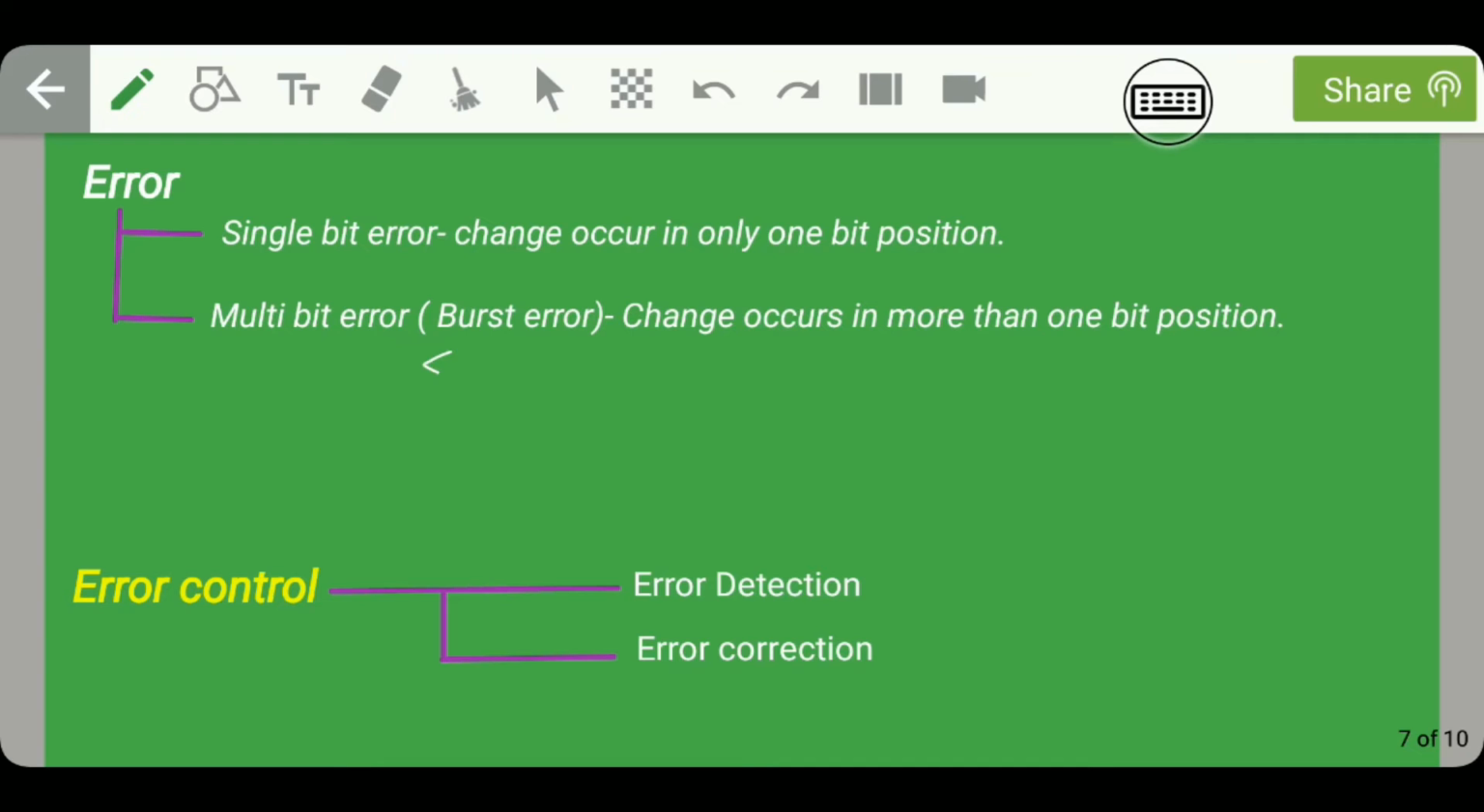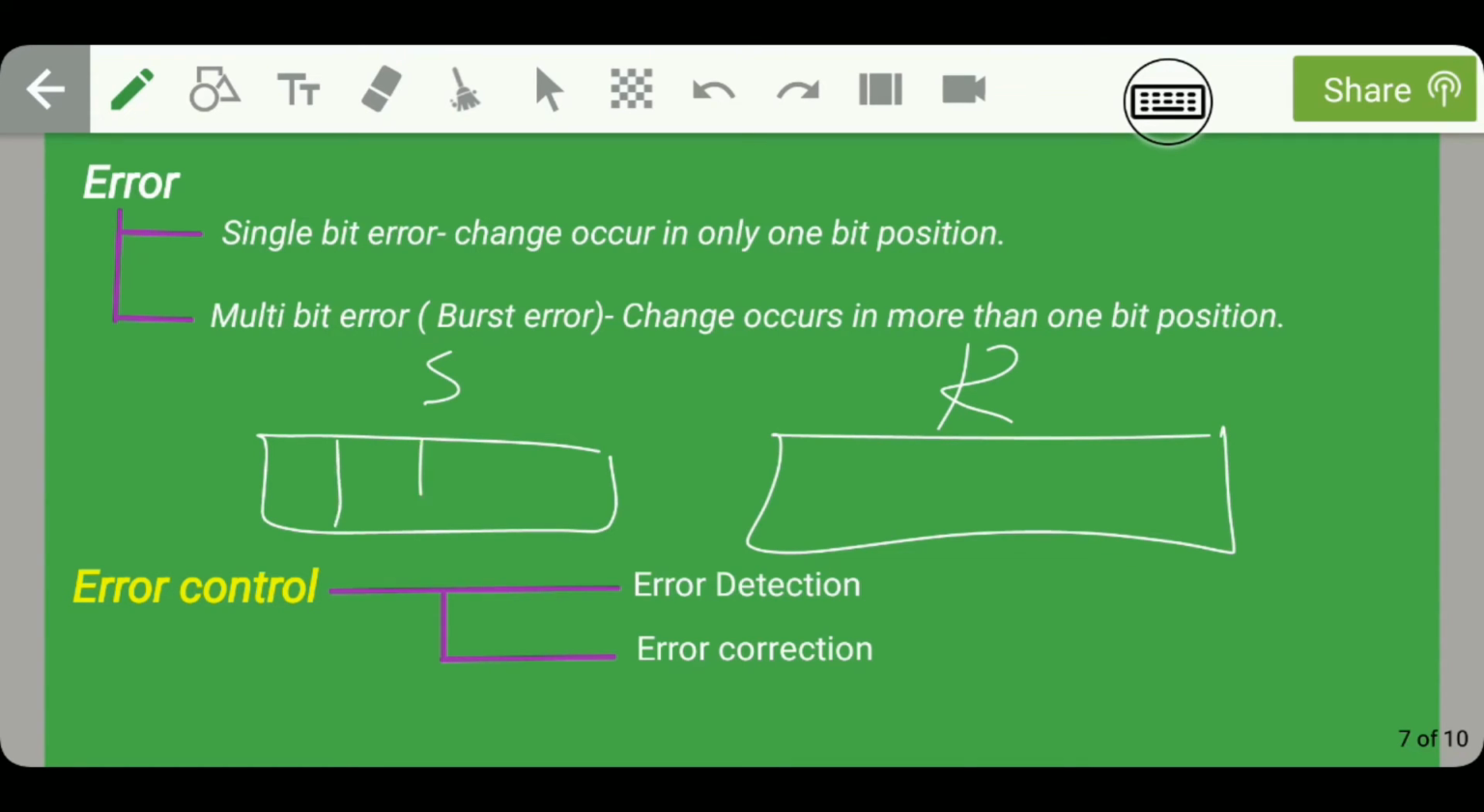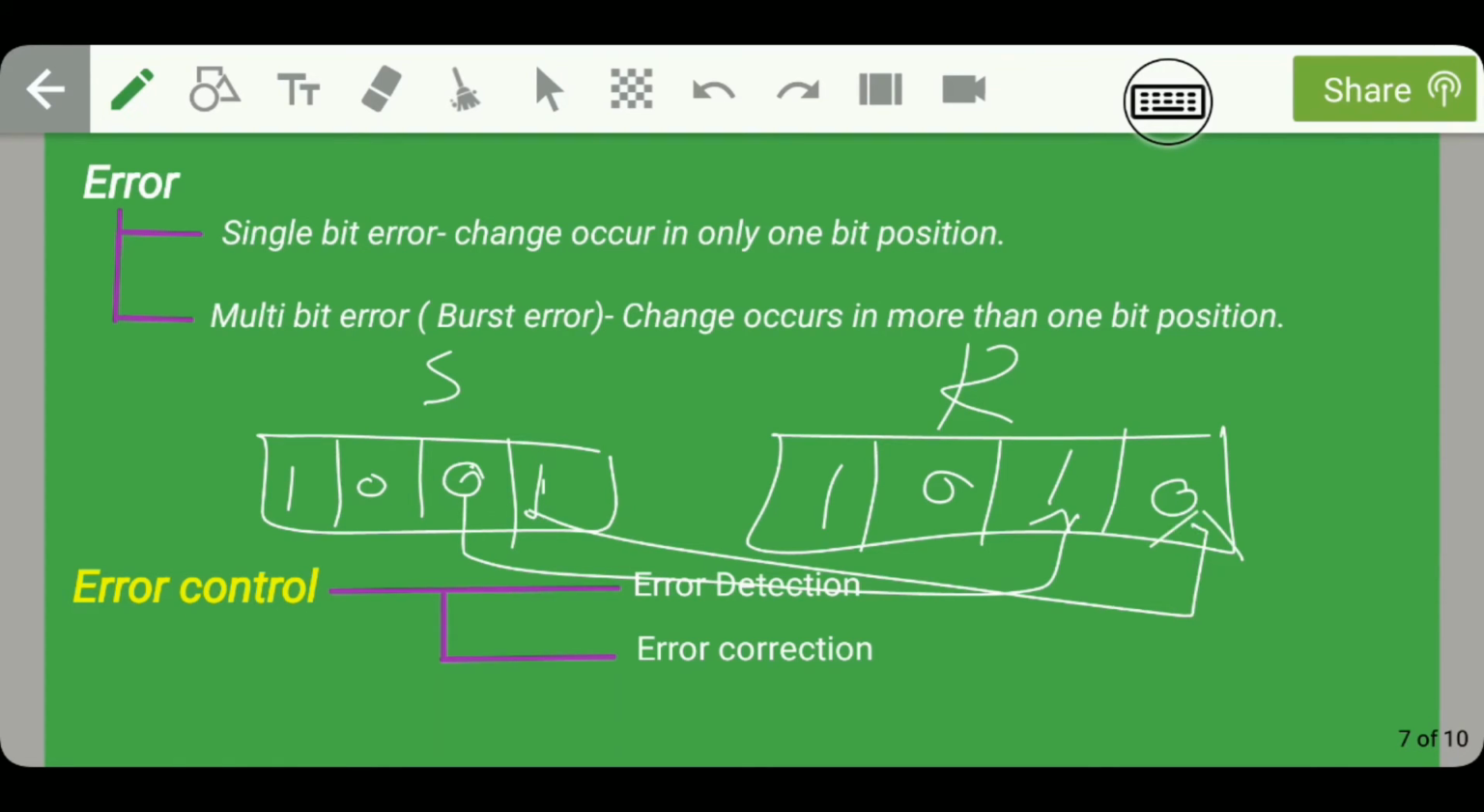For example, this was the signal sent by the sender to receiver, that is 1001, whereas the receiver received the signal as 1010. So here there is a corruption of this bit as well as of this bit. Hence this type of error is termed as multi-bit error. So guys, by the term error control we mean that there is error detection as well as error correction. Data link layer can do both error detection as well as error correction.